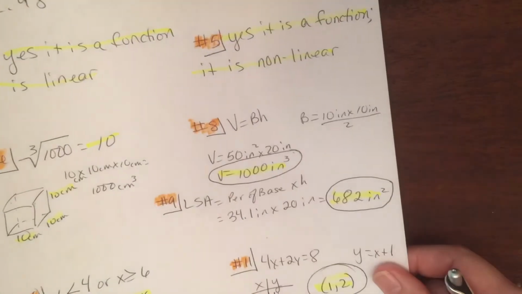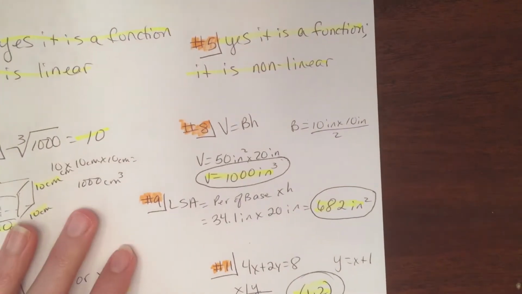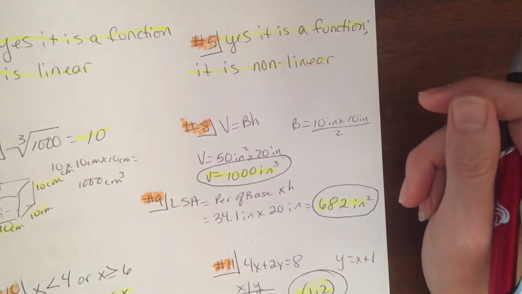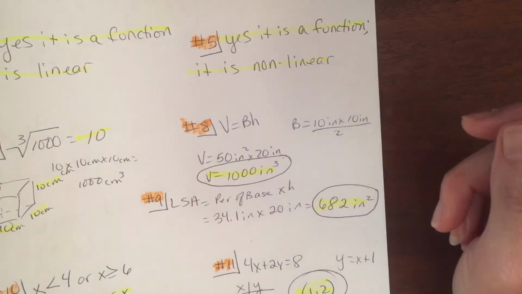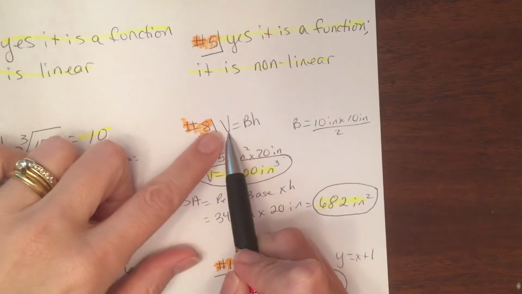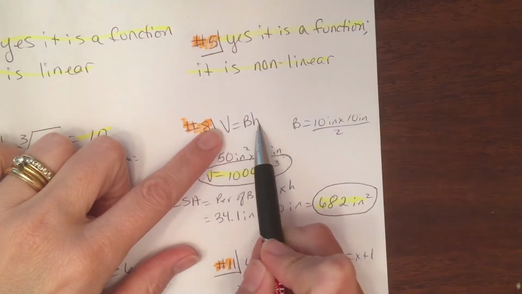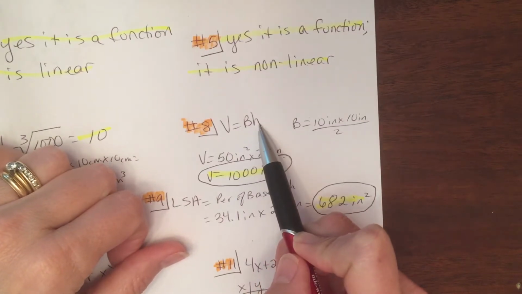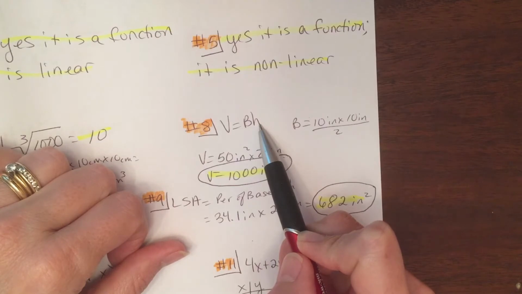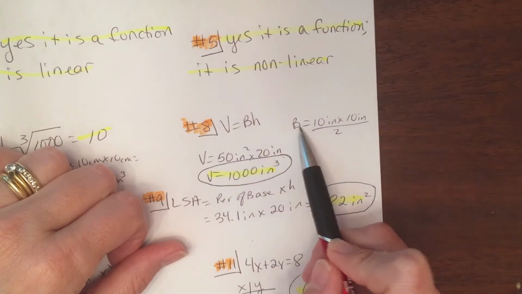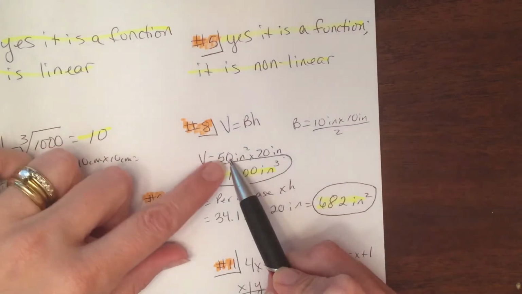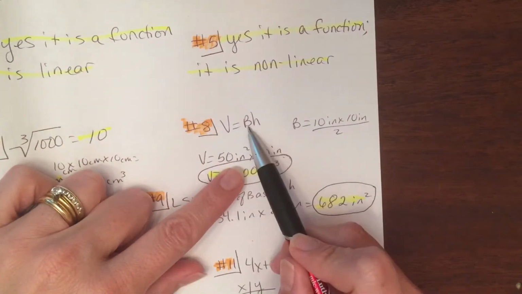Number 8. These were the difficult ones. We have a triangular prism. They want us to find the volume first. Okay, so our formula for volume, area of the base times the height. We have to consider what shape our base is. This is a triangular prism, so the base of the shape is a triangle. So area of the base, 10 by 10 divided by 2. That gives me 50 inches squared for the capital B part.